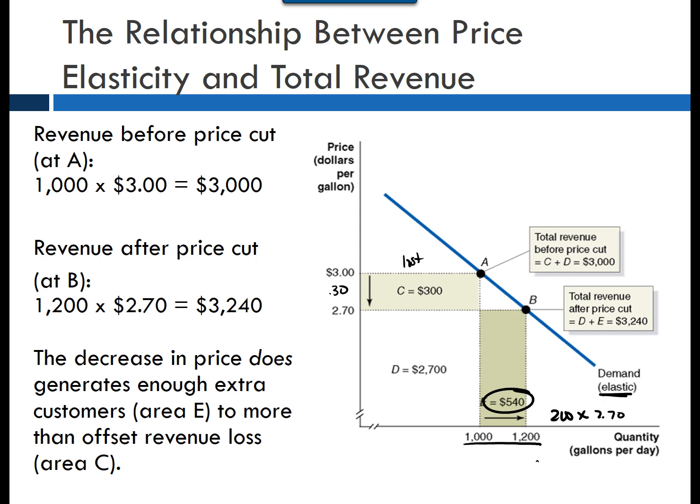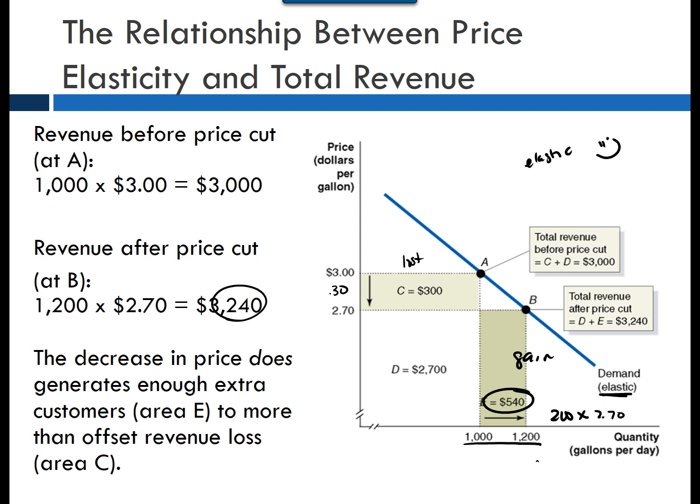So now I gained 540, I lost 300, but I'm up by 240. So I have gained an extra $240 in revenue. So this is elastic. Now when I drop my price, my total revenue goes up, so I'm happy, right? So now it doesn't go up by 540, right? It goes up by $240.